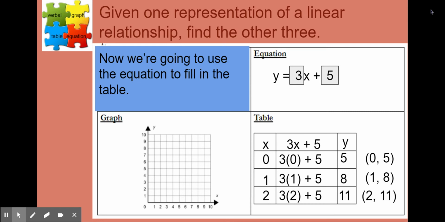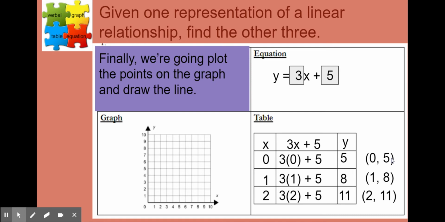Then I'm going to take these ordered pairs over to my graph and plot them. Remember that the first number in the ordered pair is the x-coordinate. It tells me to go across. Well, if I start at the origin and my first coordinate is 0, it really says don't go across. My y-coordinate tells me to go up to the 5.